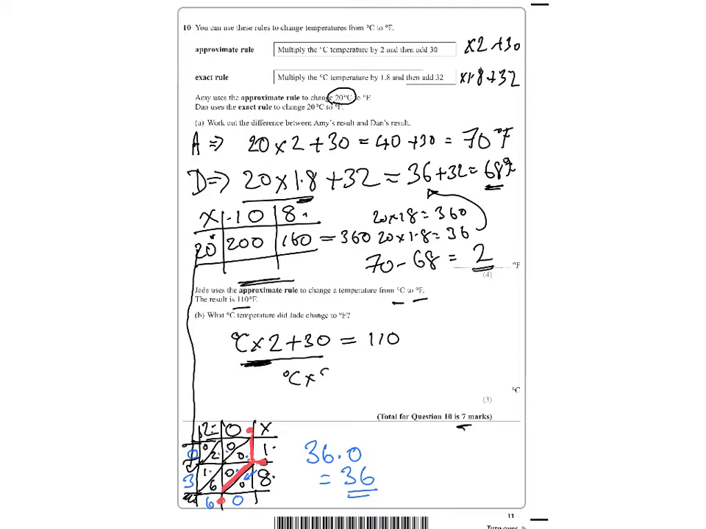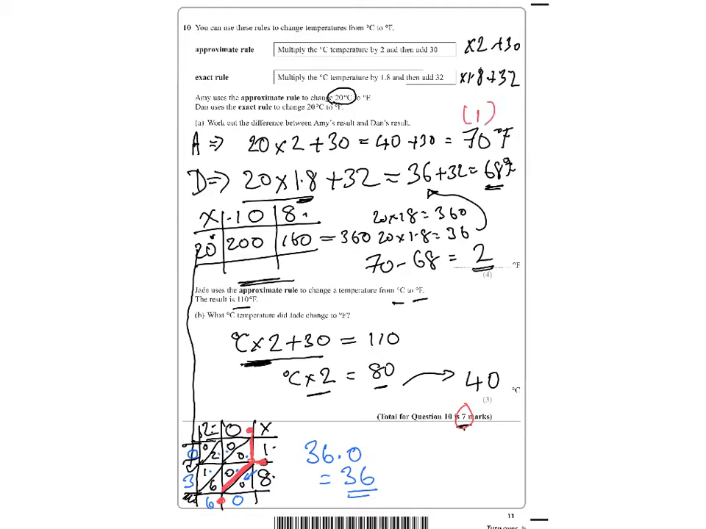Now if you look at this here, I've got 2 times something plus 30 equals 110, so degrees C times 2 must be 80, which means that actually the temperature has to be 40, because I need to half here and half that, which would give me 40.